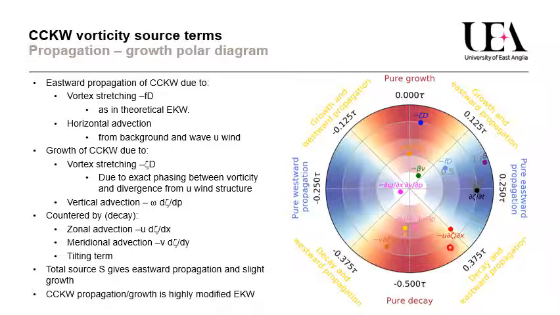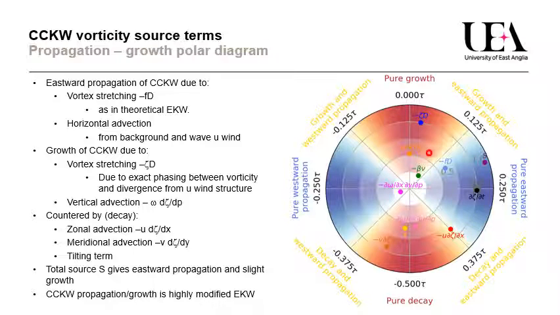When we look at the main growth terms, the main one is the minus C to D, vortex stretching. That gives you strong growth. Also, here's the vertical advection term, giving rather weaker growth. These are countered, so some terms give you growth, other terms give you decay: the zonal advection, as we've talked about, the meridional advection, and one of the tilting terms.